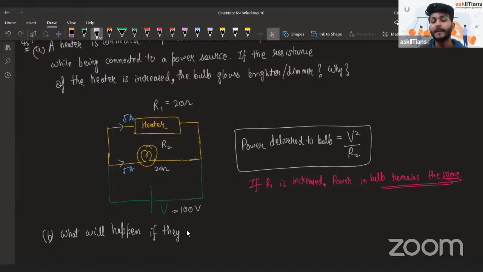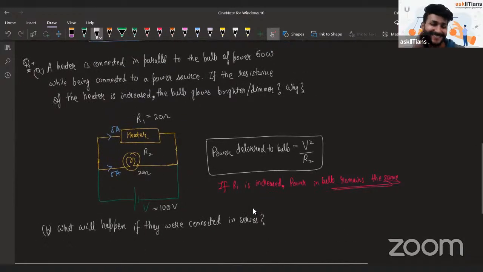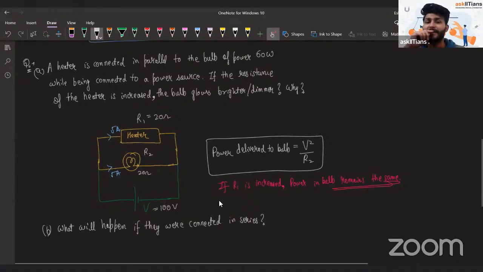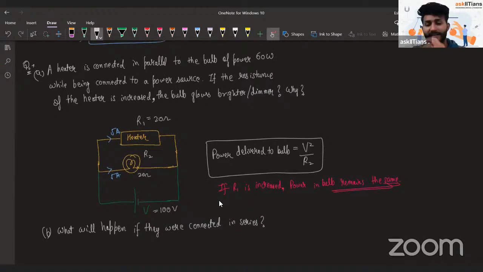So now the question is, what will happen if they were connected in series? Actually, it might happen if you decrease the resistance, but anyways, let's not go into that. What will happen if they were connected in series and now the resistance of the heater is increased?